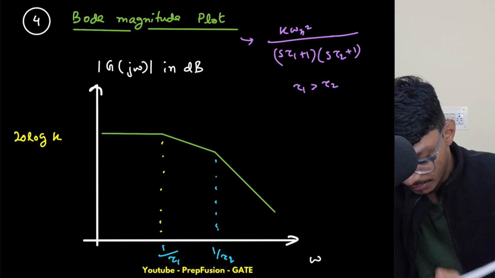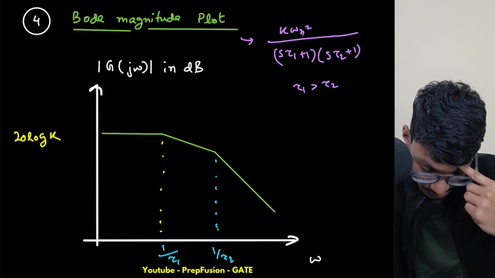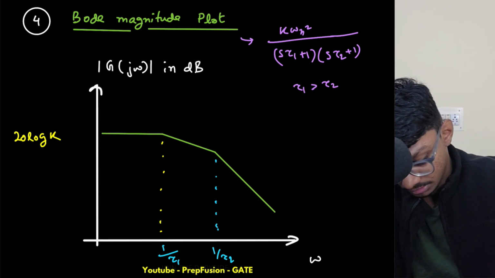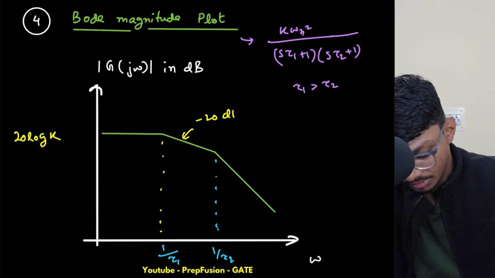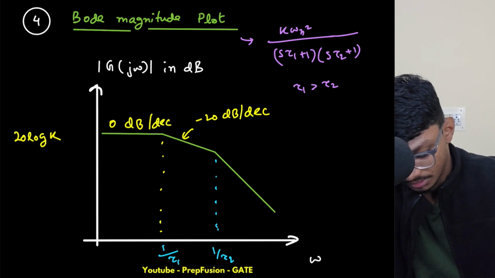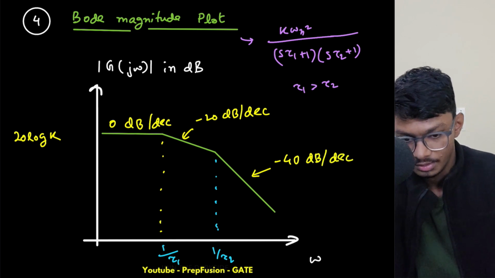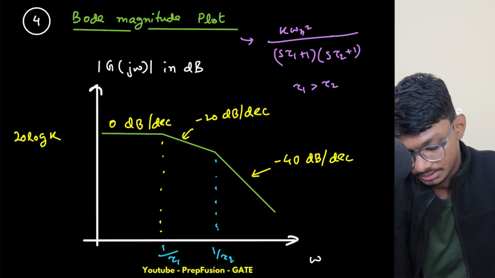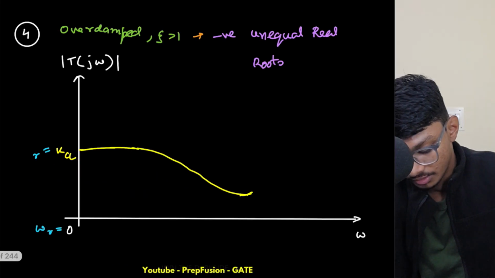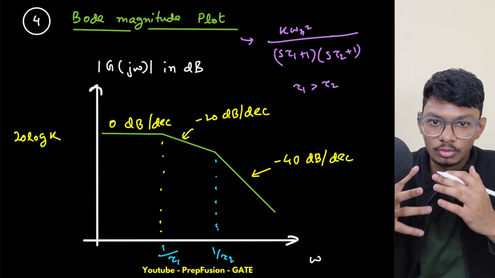So this is 20 log K. And here this is minus 20 dB per decade. This is 0 dB per decade, and this is minus 40 dB per decade. Okay, so that is the thing here, negative unequal real roots, so that's why. So yeah, this is it for the Bode plots of second order system.